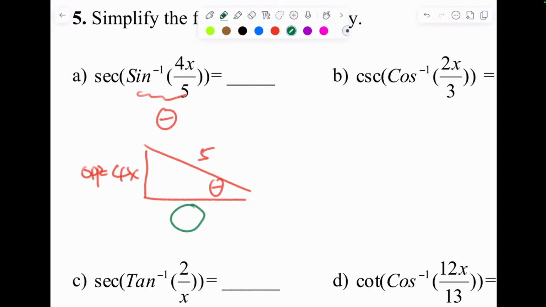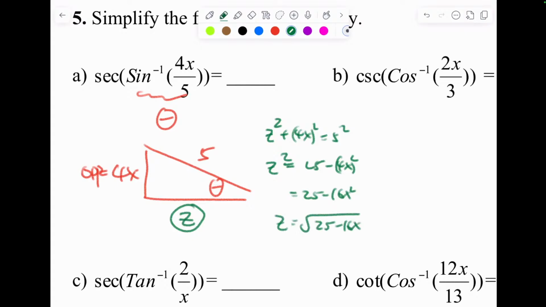Well, how do we figure it out? We call this side z. We don't know what z is, but we know the Pythagorean identity: z squared plus (4x) squared is equal to 5 squared. Is that okay? Z squared is equal to 25 minus (4x) squared. Make sure it's parentheses, because it's going to be 25 minus 16x squared. So z is equal to the square root of 25 minus 16x squared. Is this okay?